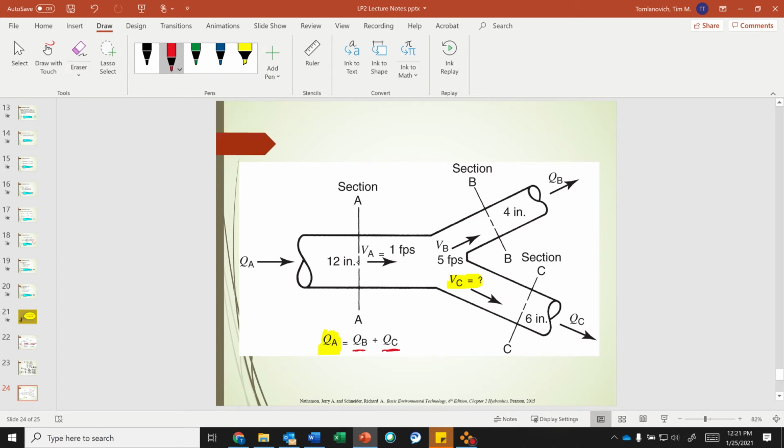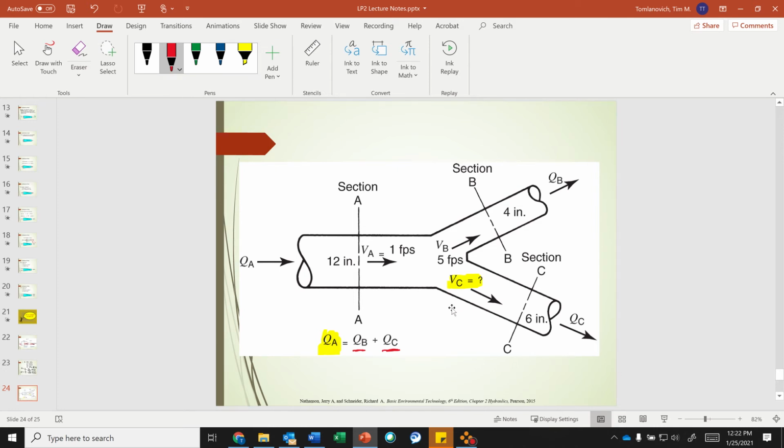Yes, we can. So that's our first step in this problem, because you can only have one unknown variable. So we have velocity and diameter, so we can find QA. Then we'll solve this one. Once we find QA, we'll move to the next section. Okay, so with that, let's start there. I'll go to the next page.